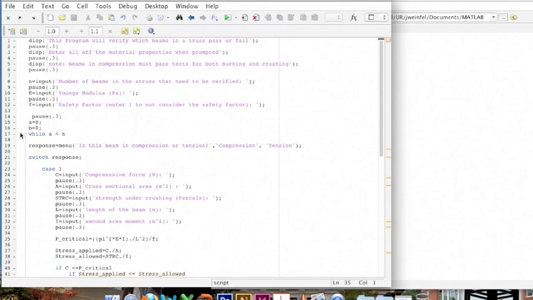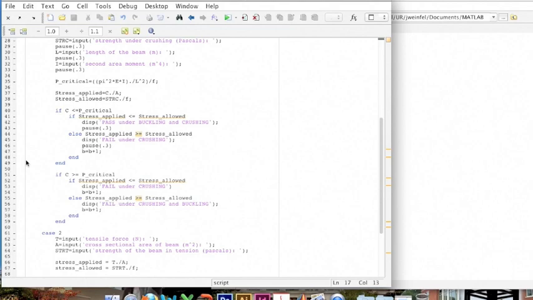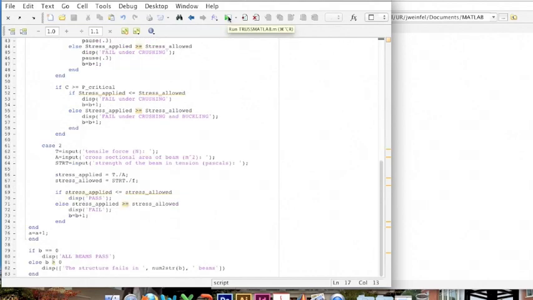Here we use a equals 0 as a counter to make sure that we test the correct number of beams. First, we prompt the user for whether the beam is in compression or tension. Then, we ask them for a variety of properties if it is in compression, and we plug it through the appropriate equations to determine whether it passes or fails. Then, we do a very similar test for tension if this is the case. Afterwards, it reports whether all beams pass or if the structure fails, and the number of beams that it fails in.